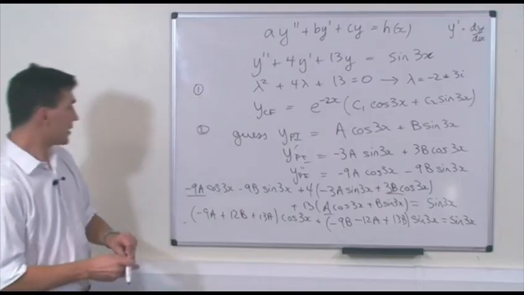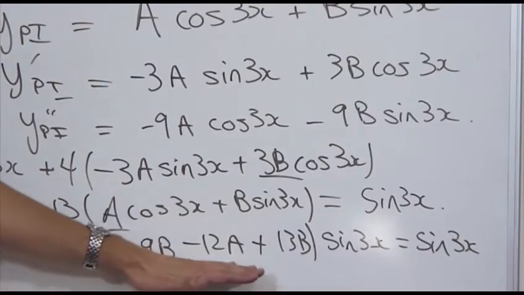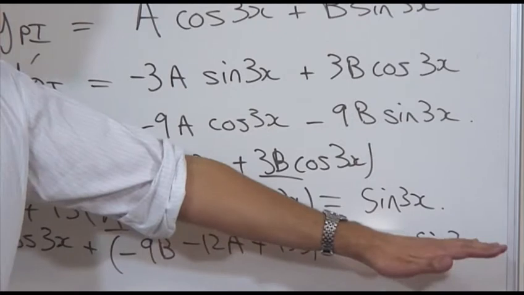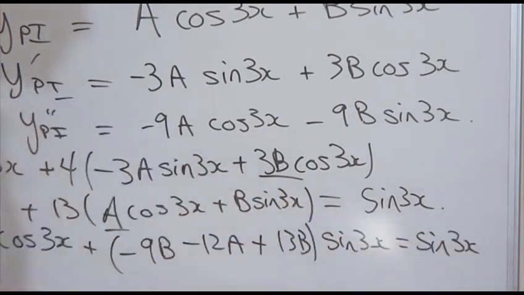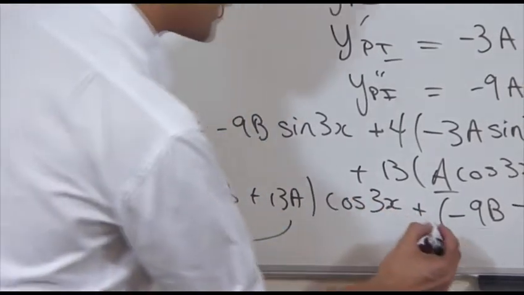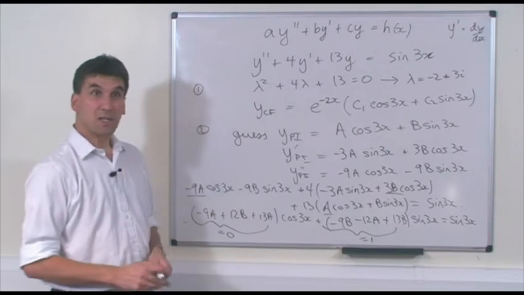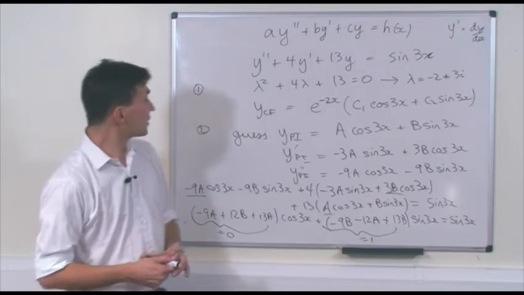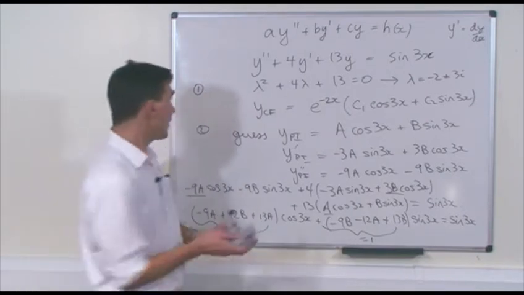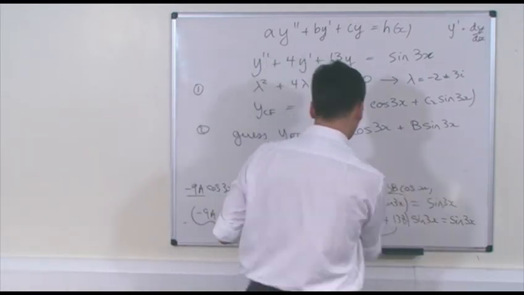Right? So we've got all of these cosine 3x's, and we've got all of these sine 3x's, and it's supposed to be equal to no cosine 3x's and one sine 3x. So this number here should be equal to 0, and this number here should be equal to 1, for the left-hand side to be exactly the same as the right-hand side. So let's try and solve that pair of equations.